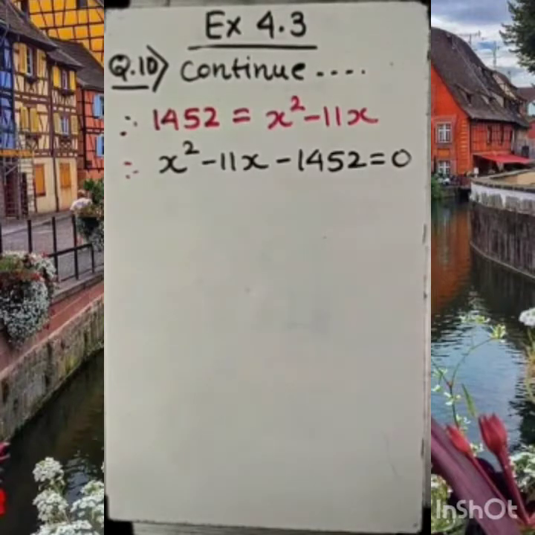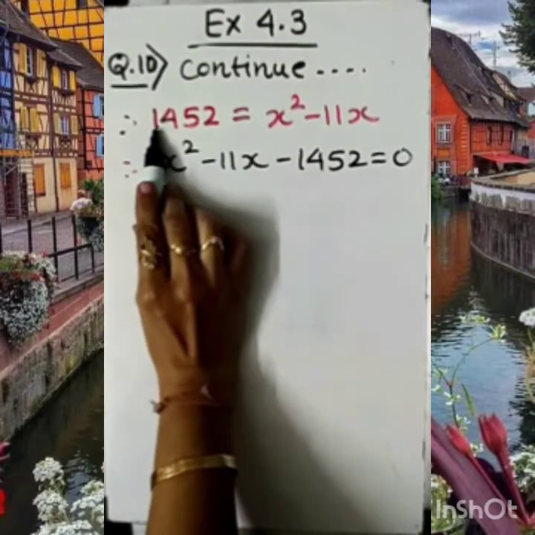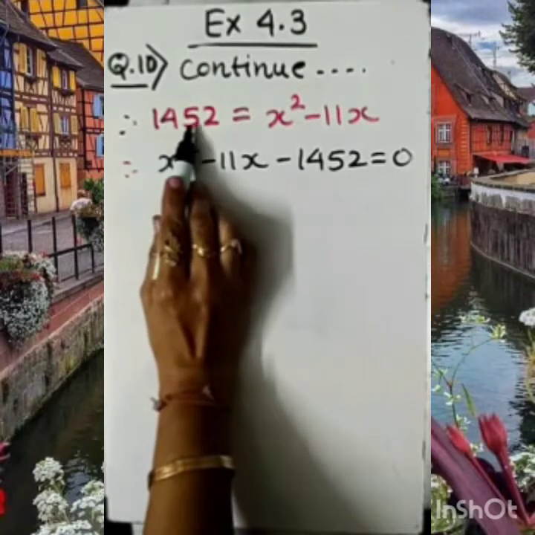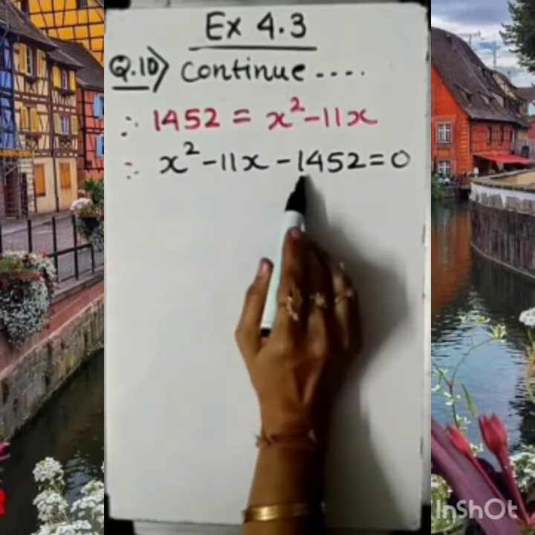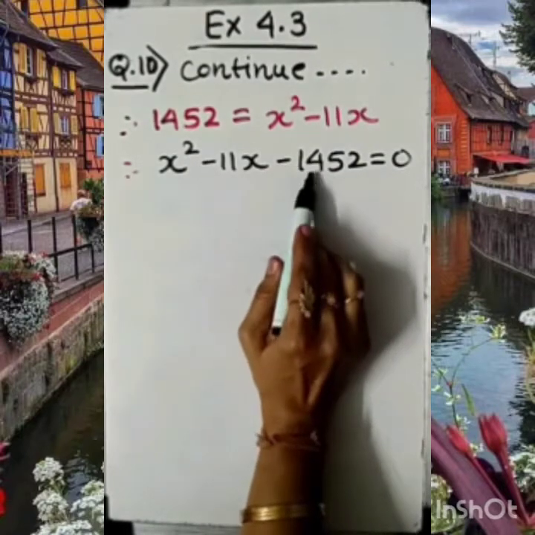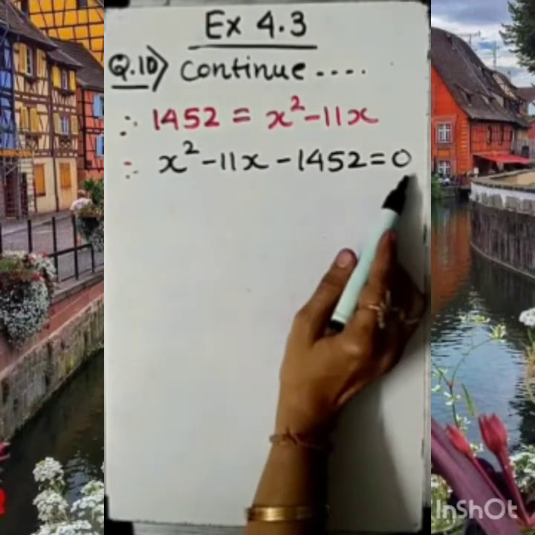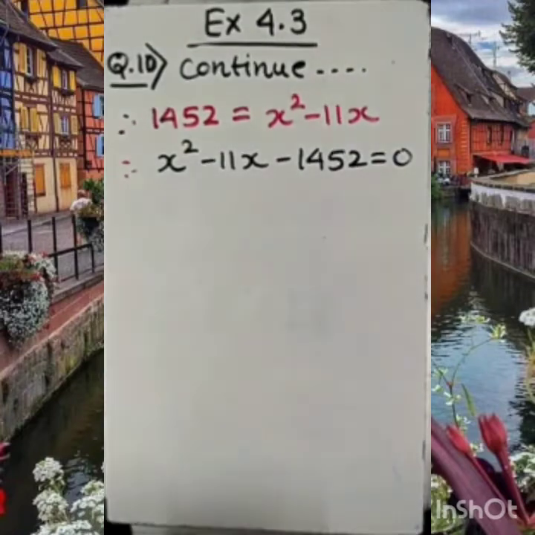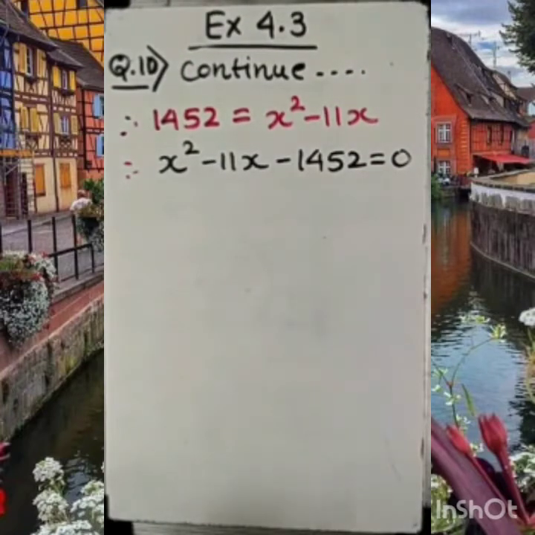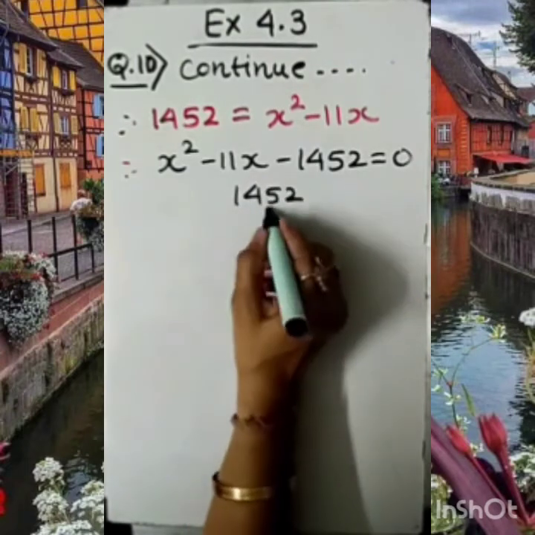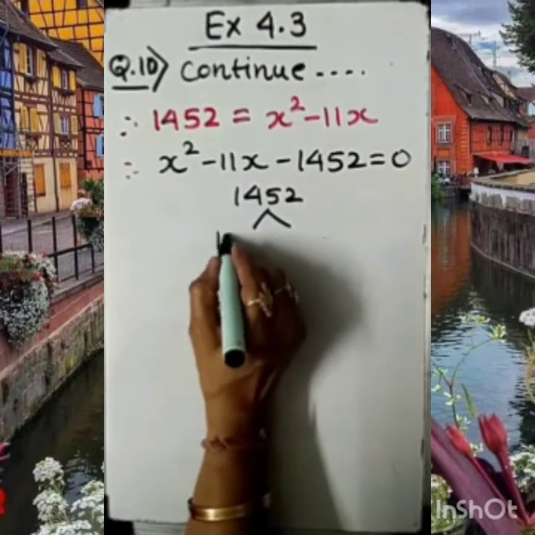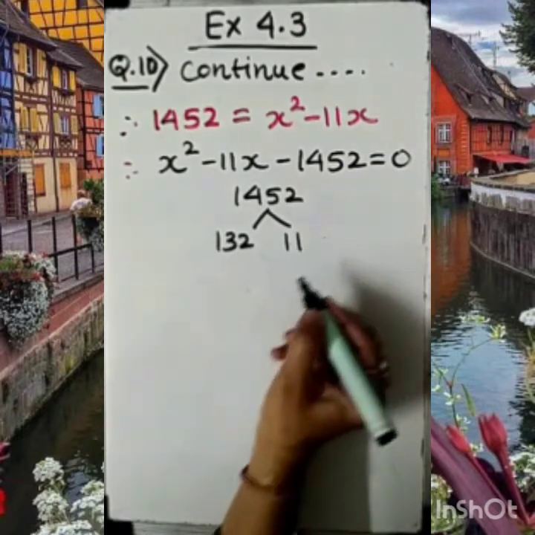So after multiplication of 132 with 11, we get 1452. This I am transposing to the right side, so it is giving minus 1452 equal to 0. Now here we will apply the middle term splitting method. For that, 1452, already the factors we got are 132 multiplied by 11.